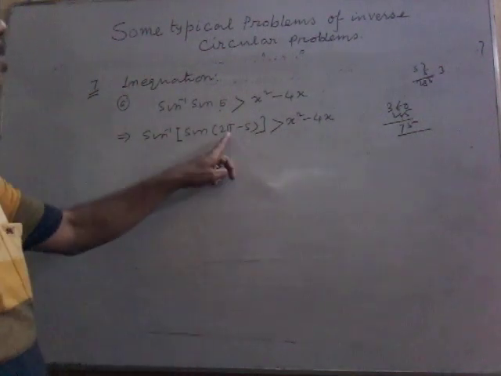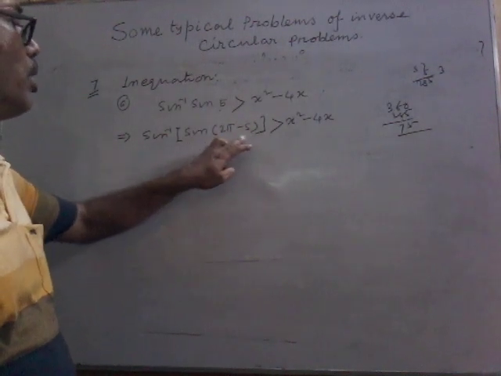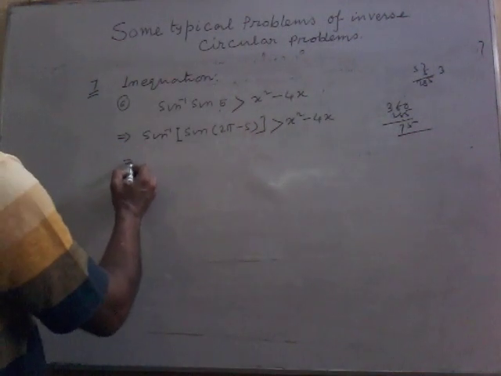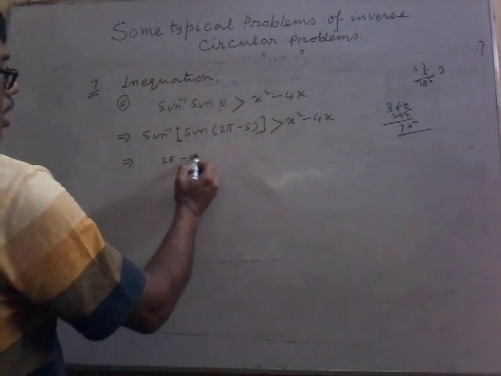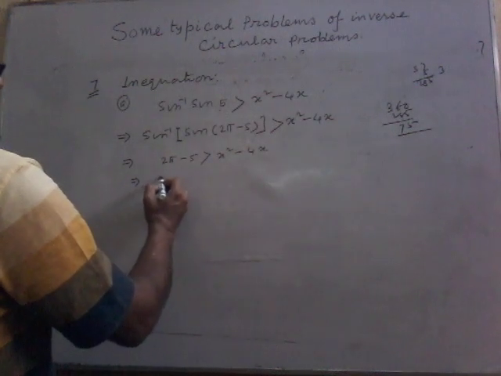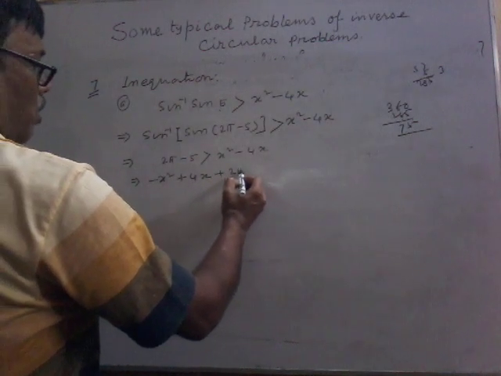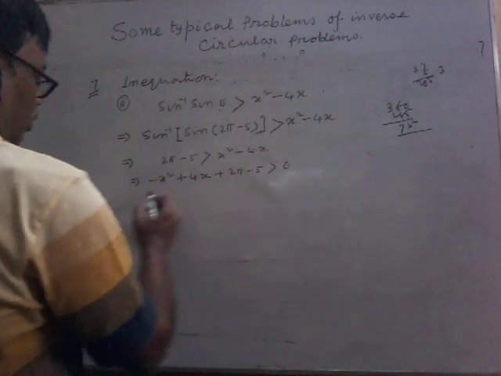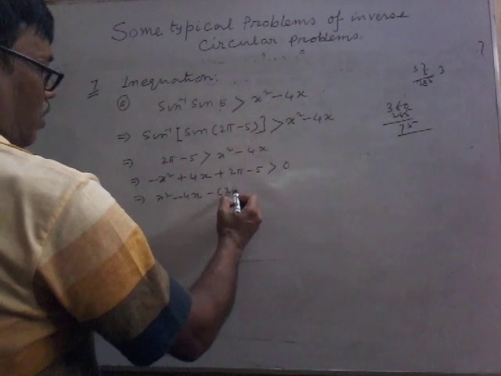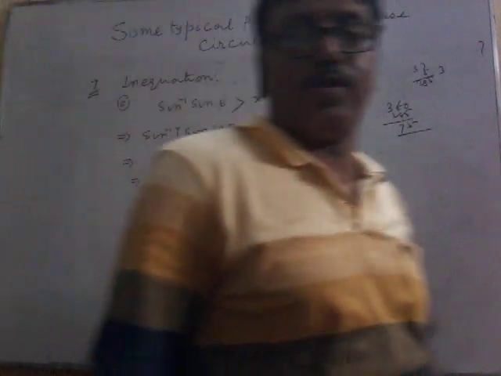Or you consider y equals 3.14 × 2 minus 5. You have to look whether it belongs to −1 to +1. So this implies 2π − 5 is greater than x square minus 4x. So x square minus 4x plus 2π − 5 is greater than 1. So x square minus 4x plus 2π − 5 is less than 0. Now you solve this inequation.